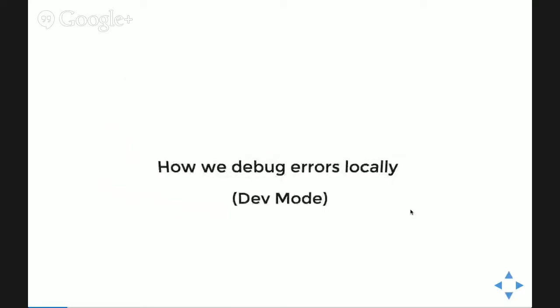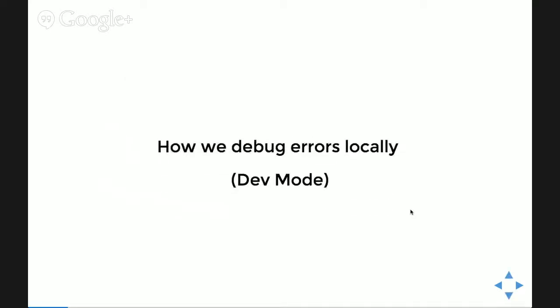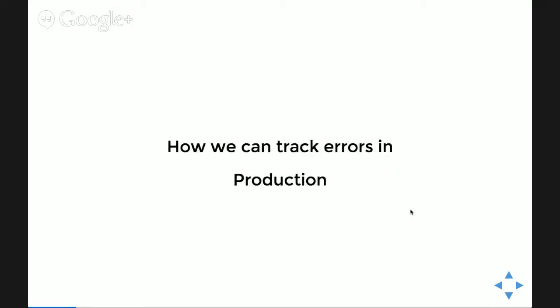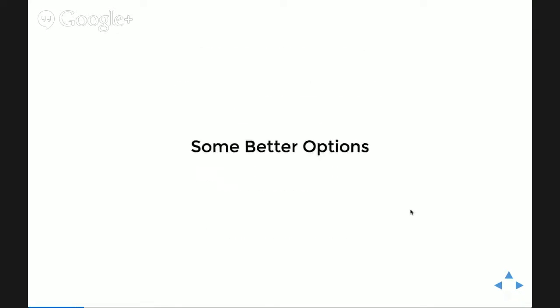So this is what we're going to do. We'll try to understand how we can track errors locally in our development environment, and then how we can track errors in production with minified code. After that, we'll look at some of the better options we have for tracking errors.